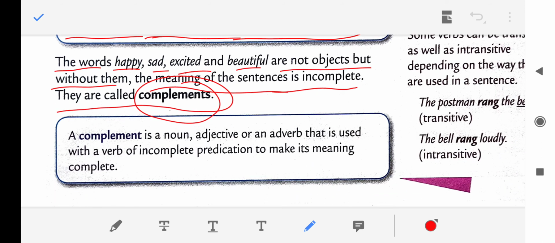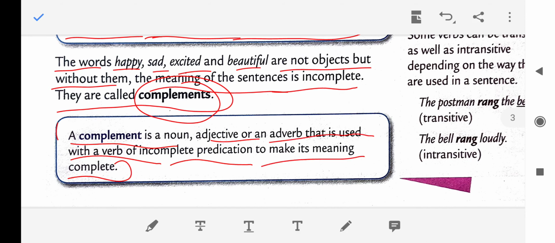So what is a complement? A complement is a noun, adjective or an adverb that is used with a verb of incomplete predication to make its meaning complete. A complement is a noun or adjective or an adverb that is used with a verb of incomplete predication to make its meaning complete.